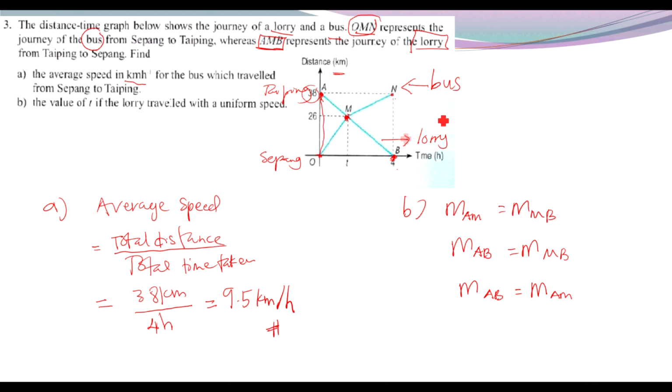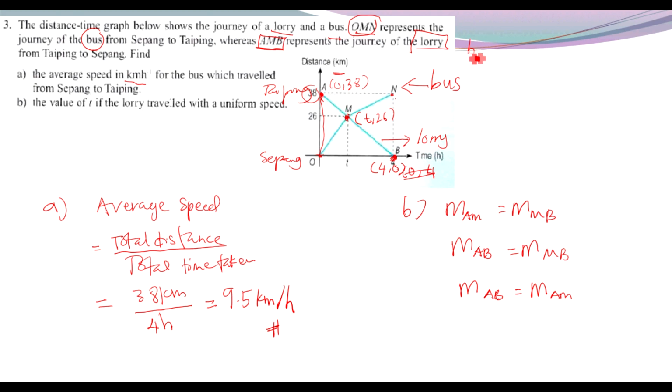So let's check the gradient for AM. You must find the points. This is 0, 38. This is T, 26. This is 0, 4. And B is 40. Which pair do you want to choose?